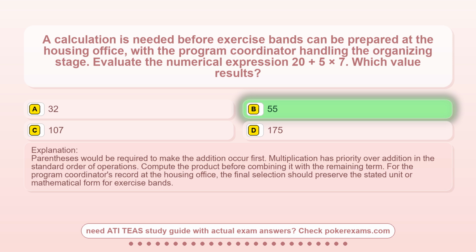Parentheses would be required to make the addition occur first. Multiplication has priority over addition in the standard order of operations. Compute the product before combining it with the remaining term. For the program coordinator's record at the housing office, the final selection should preserve the stated unit or mathematical form for exercise bands.